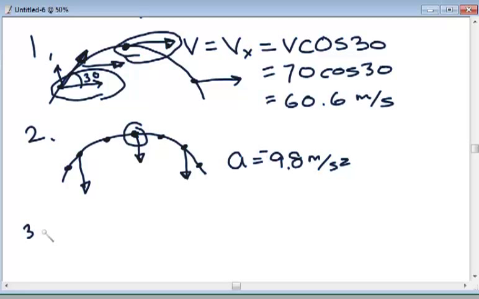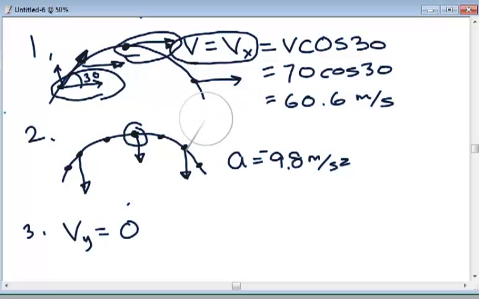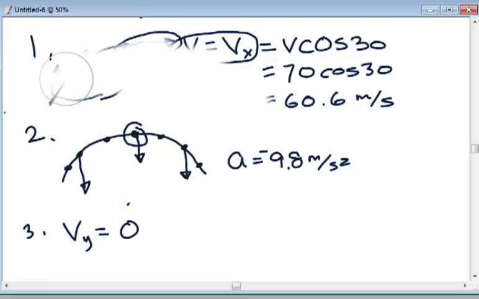On question 3, we're asked to find the y component of the velocity at point C, and as we discussed earlier, there is no y component. It's pure x at point C, so Vy equals 0. Okay, our next set of questions, oh no, we're still on the same group here.